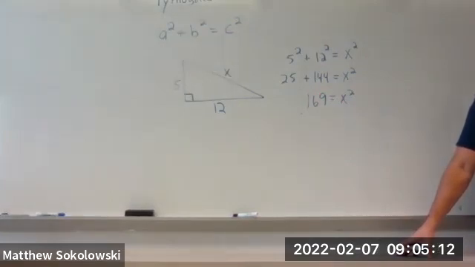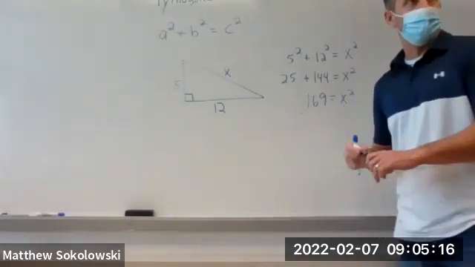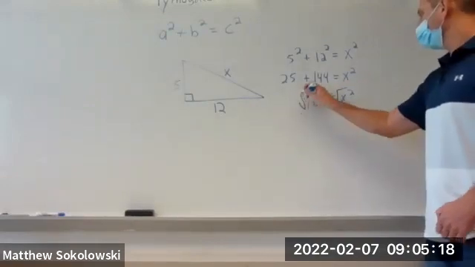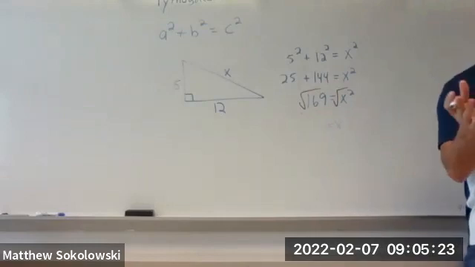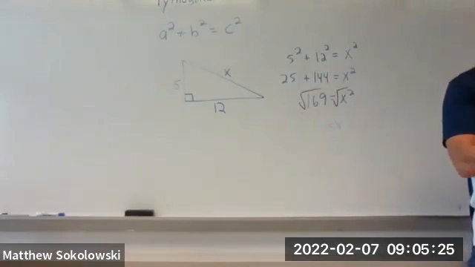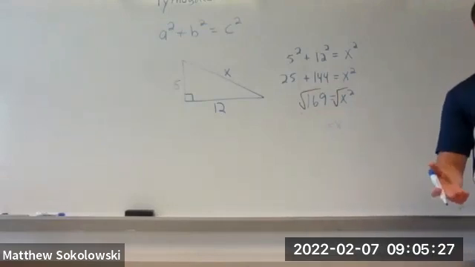We'll do that next. Okay. To get something squared by itself, take the square root of both sides. X equals. Now, the square root of 169 could be 13. It could also be negative 13.